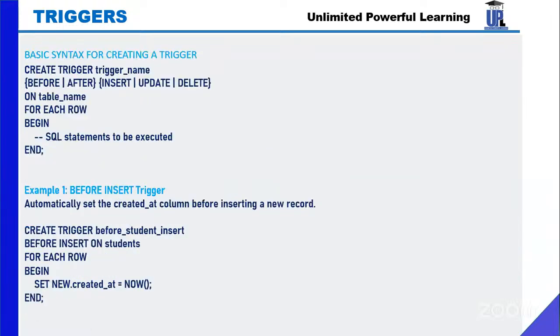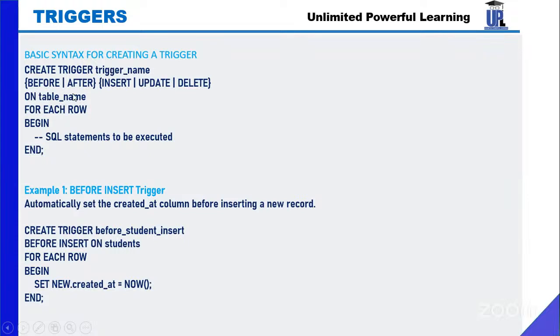Basically, when you write a trigger, you should write the syntax like this: create trigger, trigger name, and before and after. Please remember this syntax, okay? Before, after, and insert, update, delete. So these are the standards: before insert, before update, before delete, after insert, after update, after delete. The name goes to the trigger name.